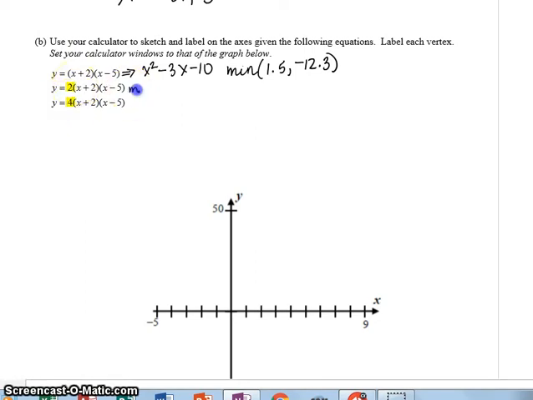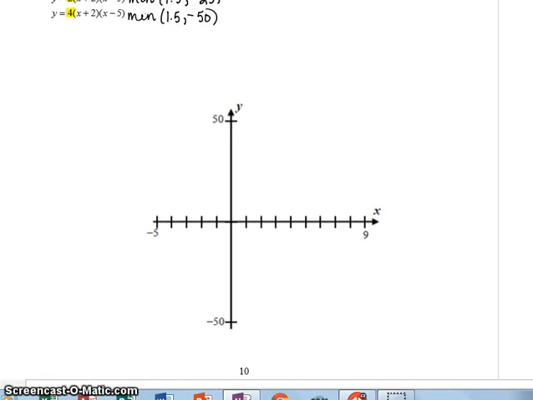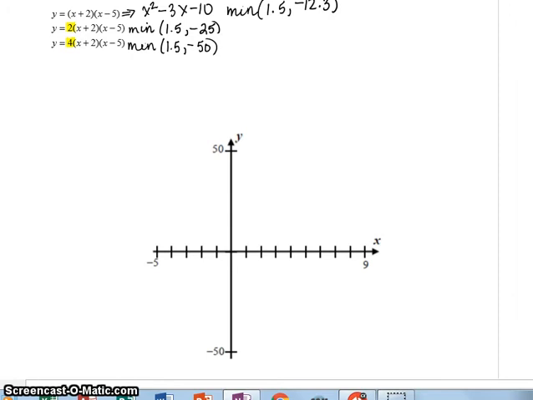So this one has a minimum of 1.5, -25. And the last one has a minimum of 1.5, -50. You can see the x is not changing, only the y's are. So now when I go to graph these, my original graph here, okay, my x squared minus 3x minus 10, or this one, x plus 2 times the quantity x minus 5. Okay, don't forget, it has zeros at -2 and +5. Those will never, ever change. Okay, just your minimums are going to be changing.